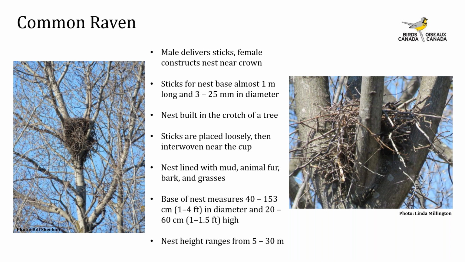Smaller sticks are then used to weave and form the cup of the nest, and the bottom of the cup where the eggs will be incubated will be lined with mud or fur from species of animals, shredded bark and grasses. The base of the common raven nest measures 40 to 153 centimeters in diameter, and it's 20 to 60 centimeters high. The nest height ranges from 5 to 30 meters.